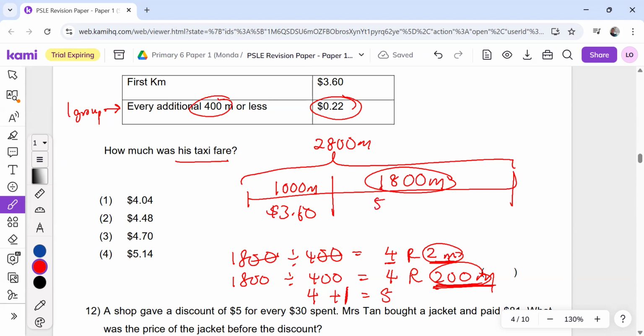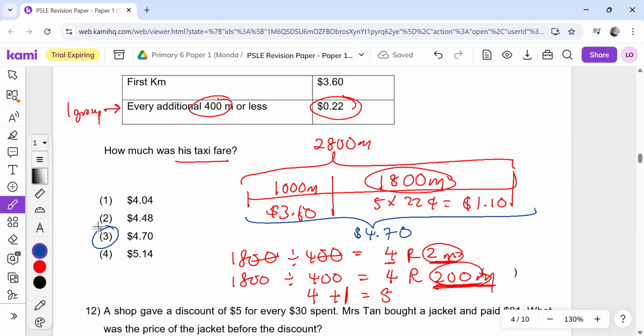So if there are five groups, how much? One group is 22 cents, five groups will be $1.10. And then you add all the money together, that will give you the taxi fare, $4.70. Answer number three. Do you get the answer correct?